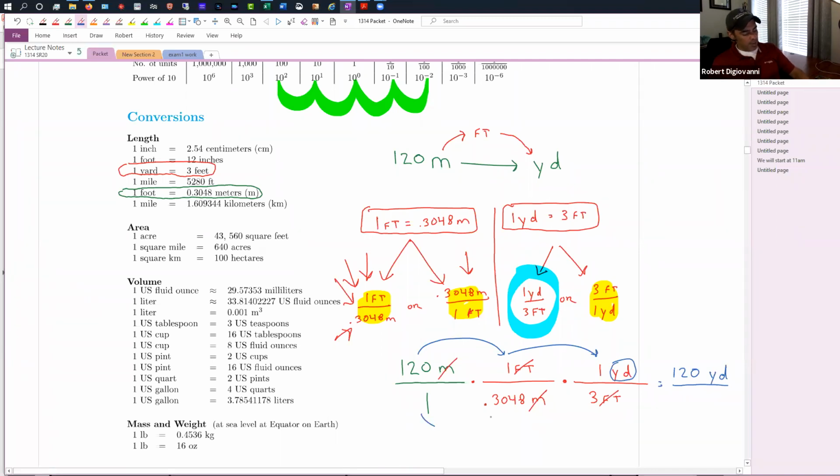Then on the bottom, I do 1 times 0.3048 times 3. So I need my calculator for that. I get 0.9144 on the bottom, and there are no units there because everything canceled. And the last step will be to do this on my calculator, 120 divided by that. And I'm getting something like 131.23 yards.